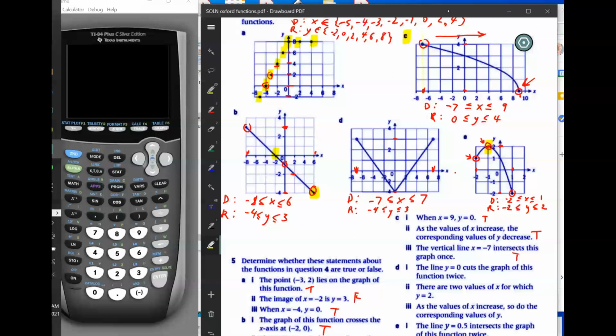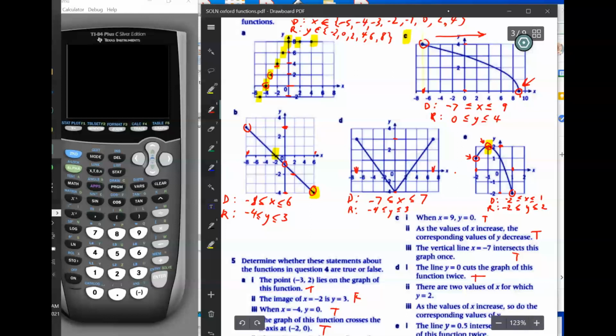Y equals 0, remember, is a horizontal line, not a vertical line. So y equals 0 is this line here. Horizontal lines have the format y equals something. Vertical lines have the format x equals something. So this is a horizontal line that goes through the origin, and it cuts the graph twice. It does indeed cut it twice, here and here, right? So yeah, it cuts it twice.